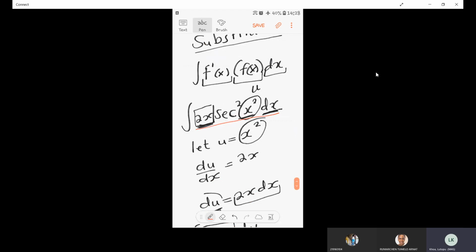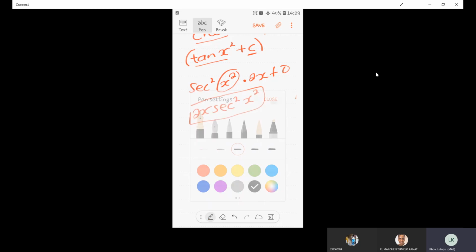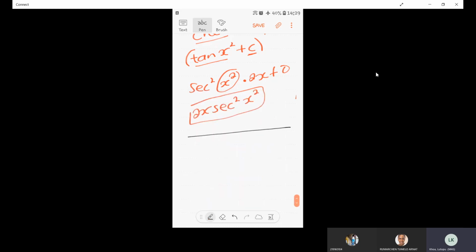Okay, so we use substitution when you see your function is being multiplied by the derivative of some part of what it is you are trying to integrate. Okay, let's look at another example.